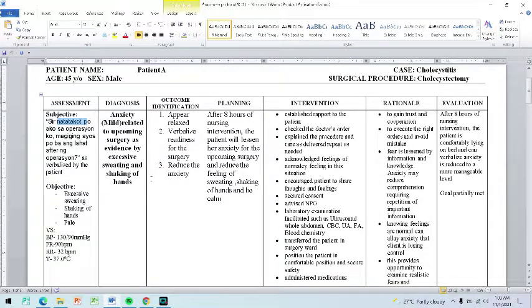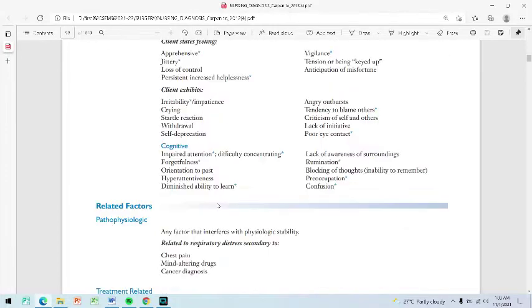Okay, so next, where we can get the outcome identification. We follow the format of ADOPIE: assessment, diagnosis, outcome identification, planning, intervention, and evaluation. We also add the rationale just to support the intervention, why we have to do those interventions to the client. And now let's see where we get the outcome identification. Let's check the Nanda.